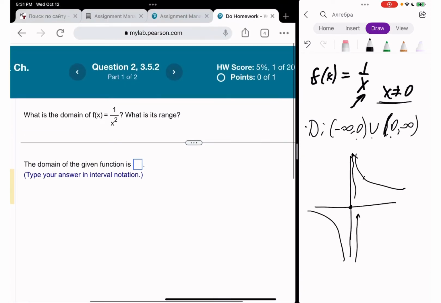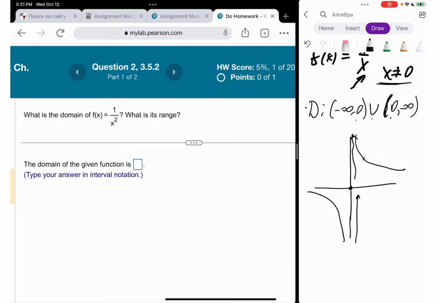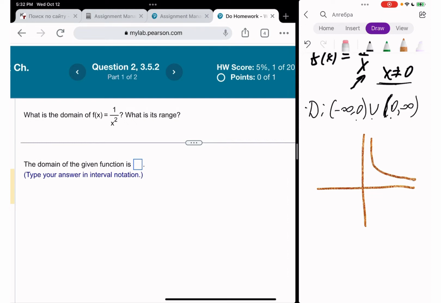So what do we have? 1 over x squared. x or x squared, it's going to be the same domain. Why? Let me see. 1 over x squared is going to look like this. Since it's x squared, all negative values of x turn positive. So it's going to be like this. So y is going to be only positive, whether x is positive or negative.